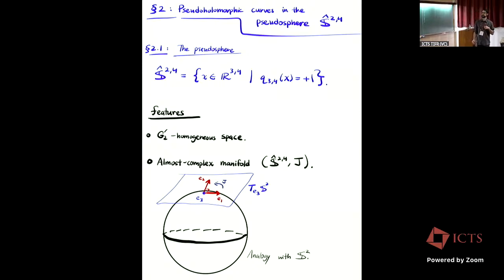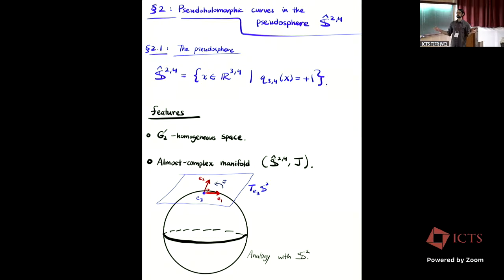And here I draw a cartoon where we visualize the same definition in S2, which goes through verbatim. So what is S2? It's a unit sphere in E3. What does E3 have? It has a cross product, and you can visualize the almost complex structure on S2 in terms of the cross product as follows.